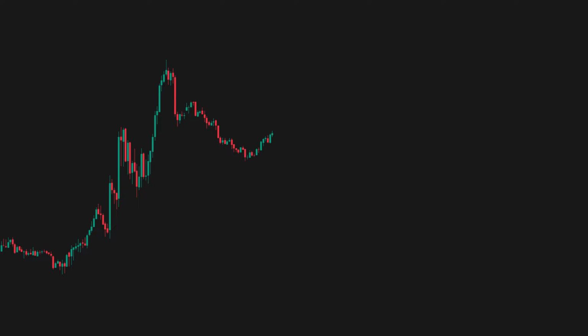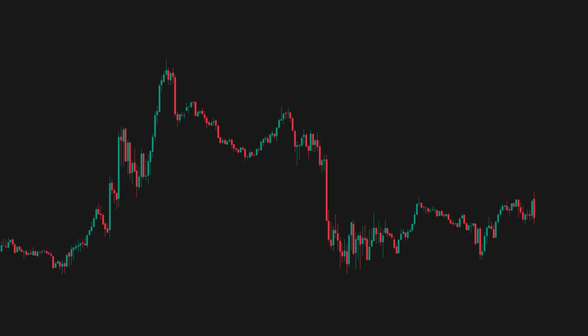Let's take a look at another example. The market structure on the S&P 500 15-minute chart initially shows a strong uptrend, with price forming a clear sequence of higher highs and higher lows, indicating bullish strength.